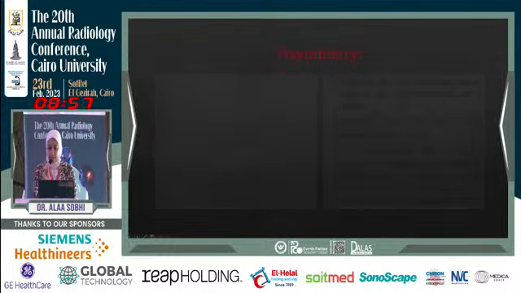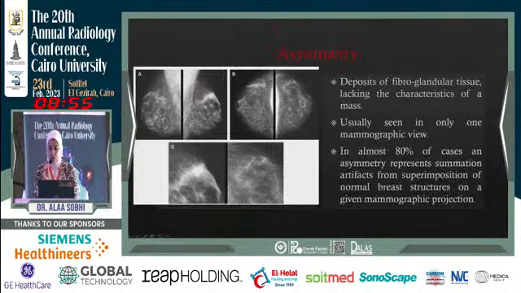First type, the single view asymmetry. It is the possession of fibroglandular tissue seen only in one view. In this case, there is a left upper area of asymmetry seen only in the left MLO view. In most cases, the cause of this asymmetry is summation artifact caused by superimposition of normal breast structures.